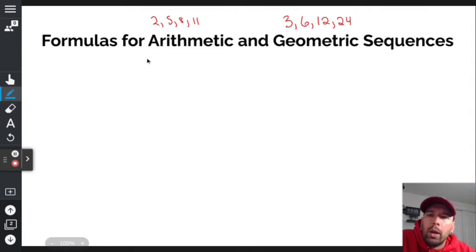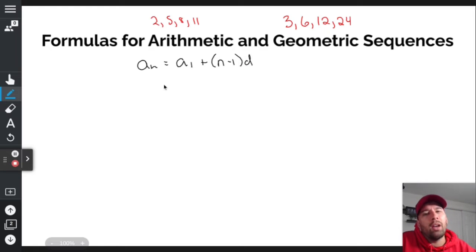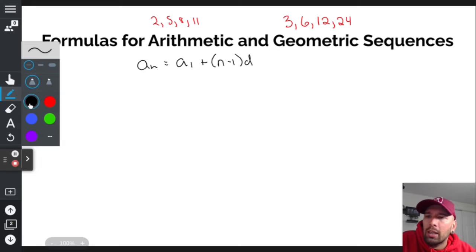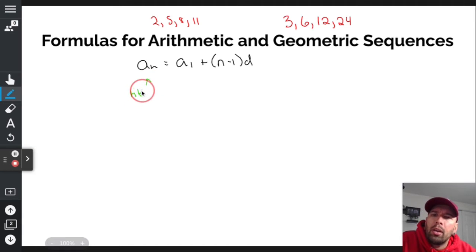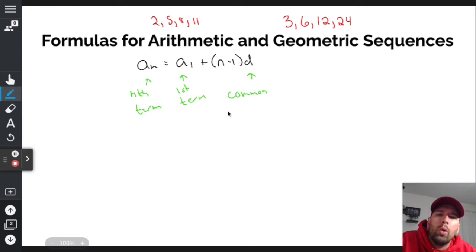So the arithmetic sequence equation is given to you by a sub n, which represents the nth term of a sequence. So if I'm looking for the 18th term in an arithmetic sequence, you would say a sub 18. That's going to equal the first term, a sub 1 is the first term, plus n minus 1, so remember I said the 18th term, n is 18, times that common difference, the number that you add to get to the next number every time. That is the equation for an arithmetic sequence. Again, a sub n is the nth term, a sub 1 is the first term, n has to do with the term that you're dealing with, and d is the common difference, what you add to get from one number to the next.